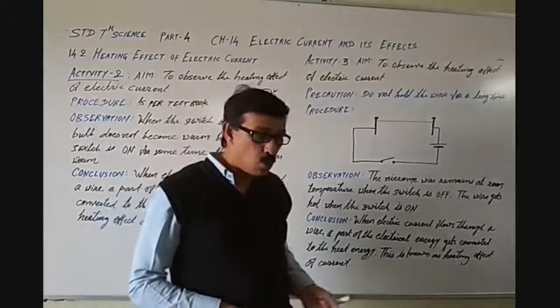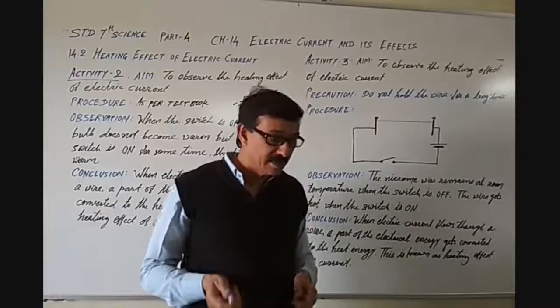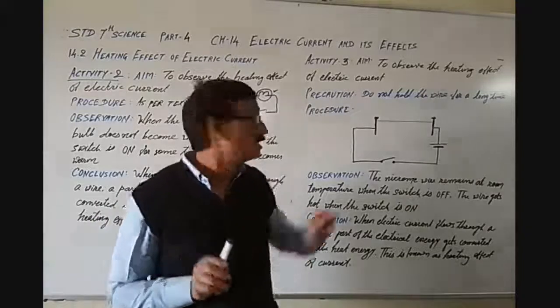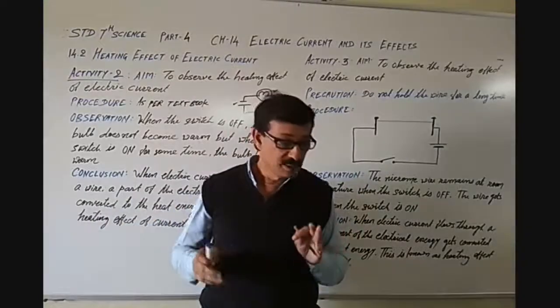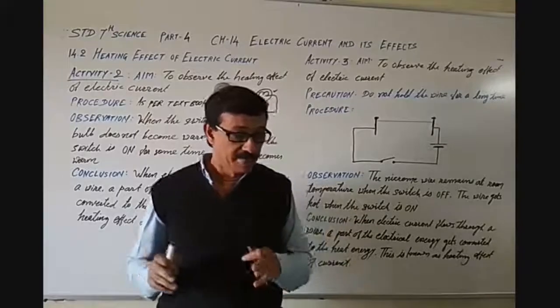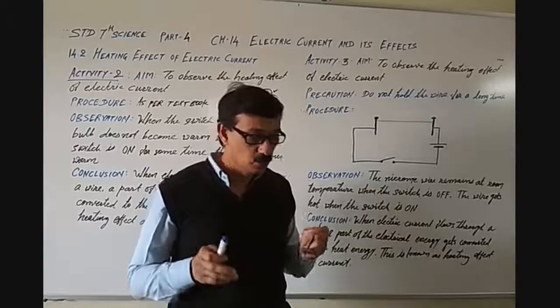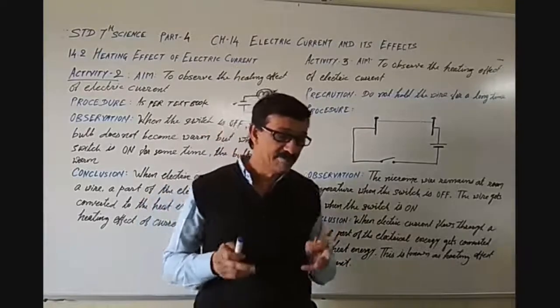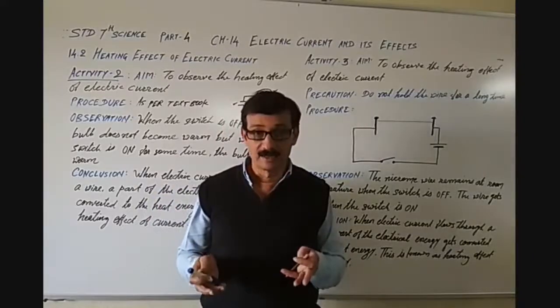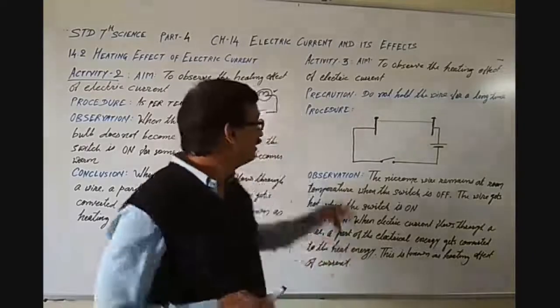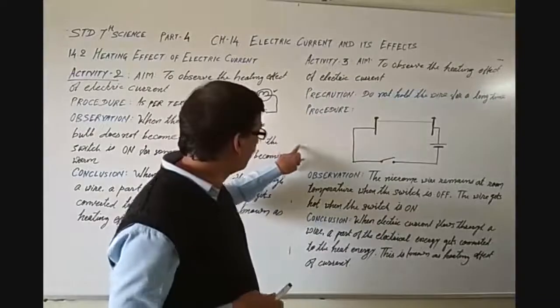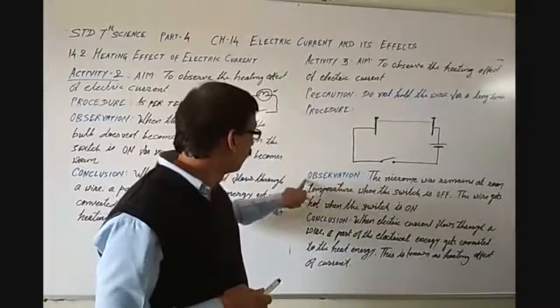The wire gets hot when the electric current passes through it. This nichrome wire, what happens? The wire gets hot when an electric current passes through it. This is the heating effect of the electric current. So let's see the precautions as well as the procedure we come to know now.